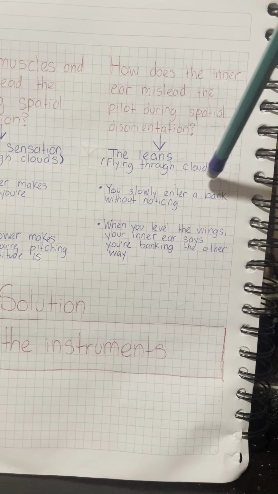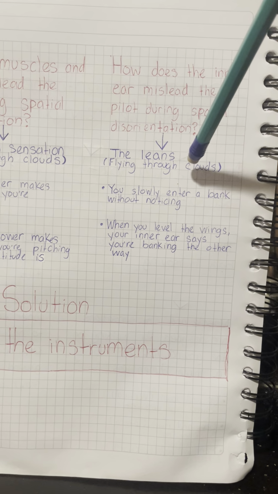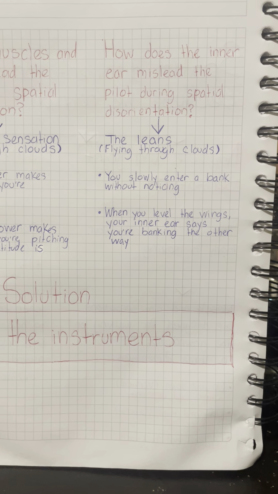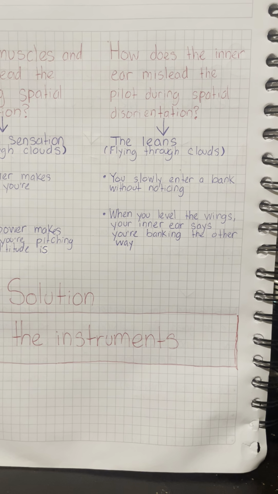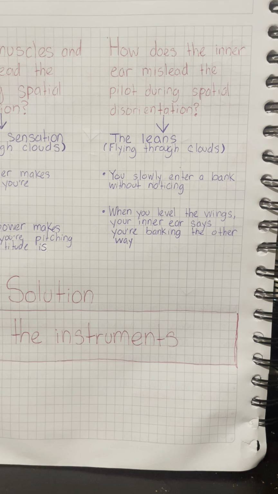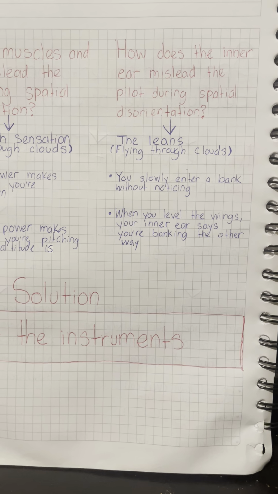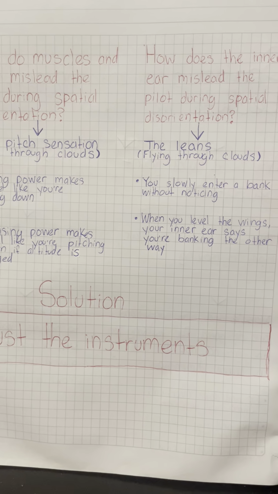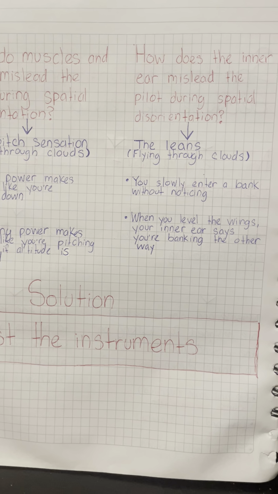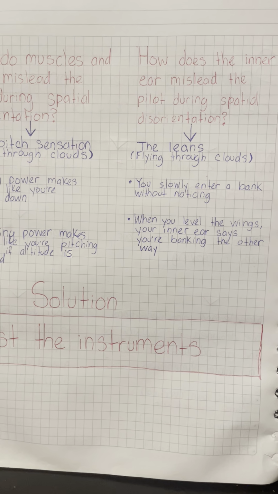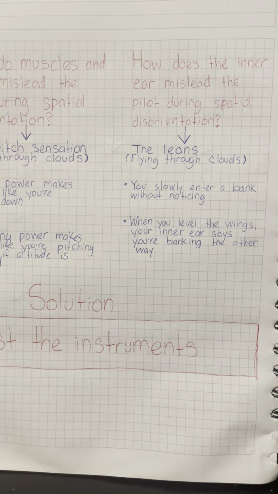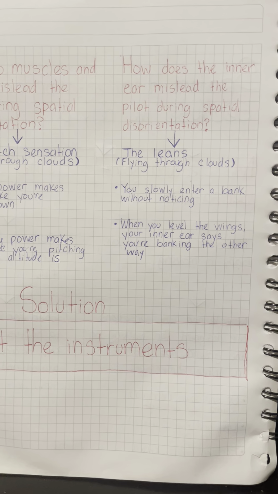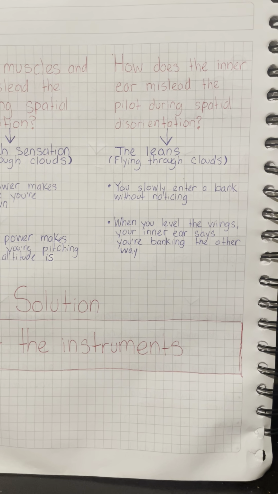Again, the same scenario. We are flying through clouds. The leans. You slowly enter a bank without noticing. When you level the wings, your inner ear says you're banking the other way. So, the same thing as this first example. When we are flying outside the clouds, it is easier to spot mistakes that we're making. However, when flying through clouds, you're just looking at white and gray in front of you because of the color of the clouds.